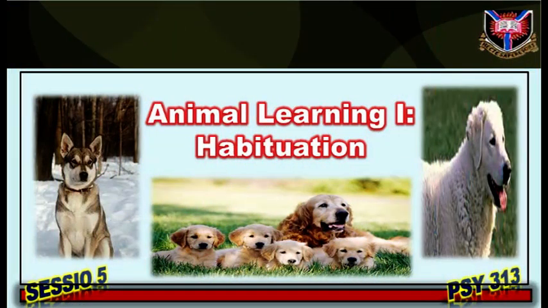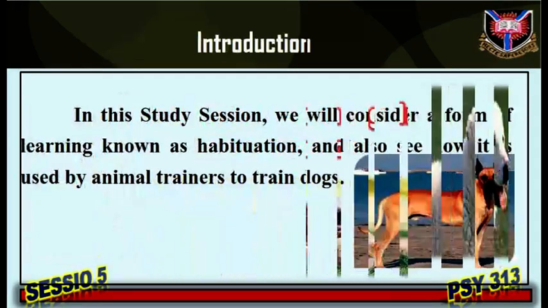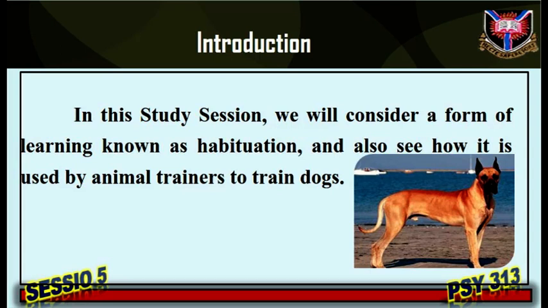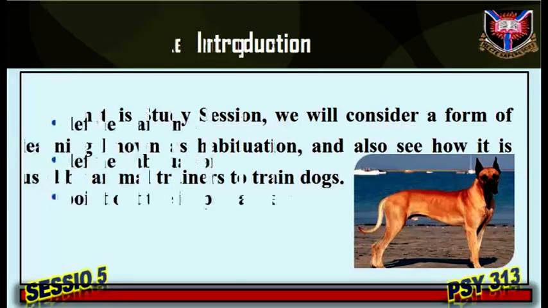Study section 5. Animal learning. 1. Habituation. Introduction. In this study section, we will consider a form of learning known as habituation and also see how it is used by animal trainers to train dogs.